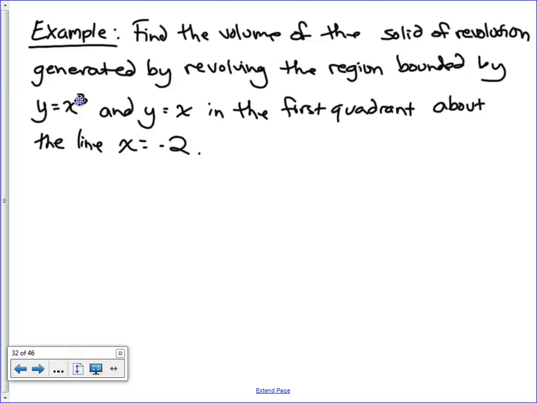No, the region bounded by, in the first quadrant.